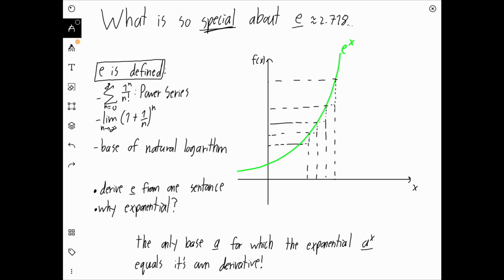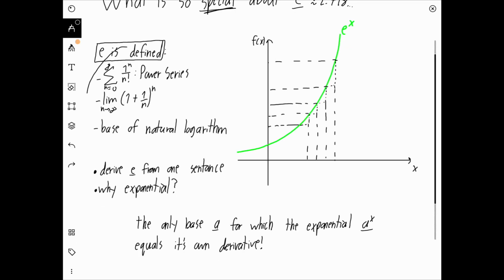Have you ever wondered why e to the x is the only function that equals its own derivative? I mean, what is so special about this number e? It's defined in many ways, but today we're going to take a slightly different approach and define e from the one property that makes it truly unique, which is that it's the only number which can create a function that equals its own derivative, or in other words, it's the only base a for which the exponential a to the x equals its own derivative.